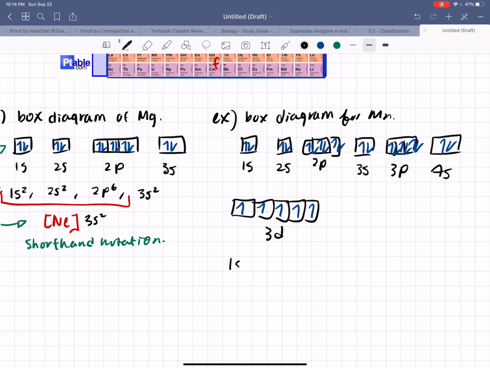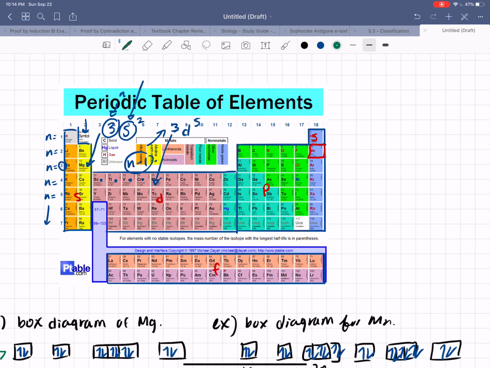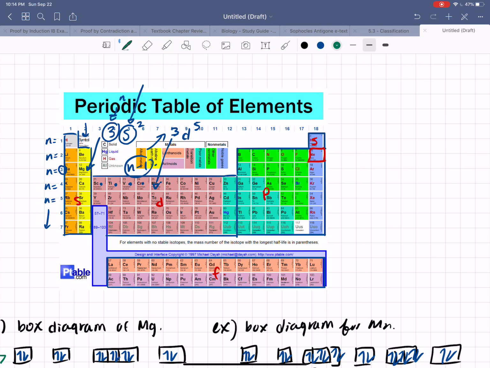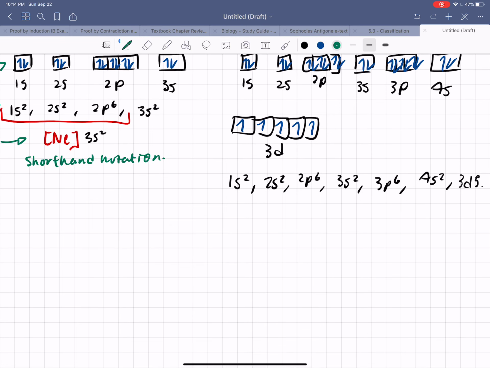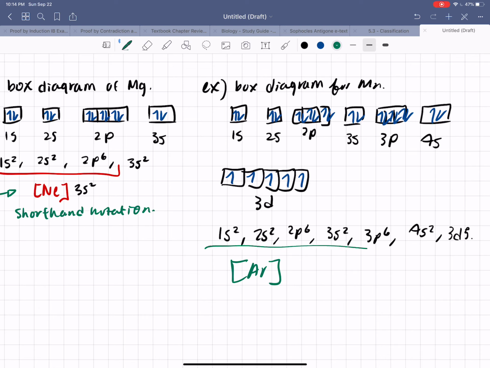In words, or in simply configuration terms, you'd write that as 1s2, 2s2, 2p6, 3s2, 3p6, 4s2, 3d5. In shorthand notation, we'd find the nearest noble gas. In this case, the nearest noble gas is argon, so we'd write argon. And argon goes all the way up to 3p6. So argon is everything up till here, plus 4s2, 3d5.